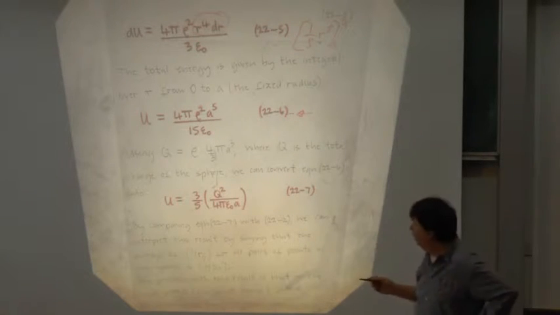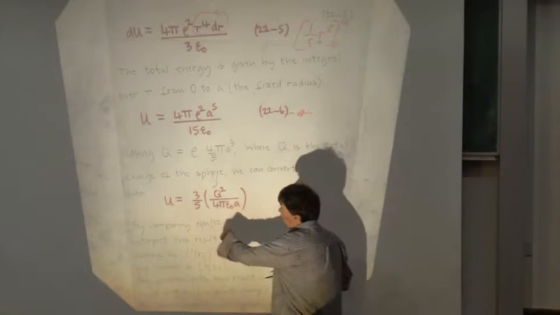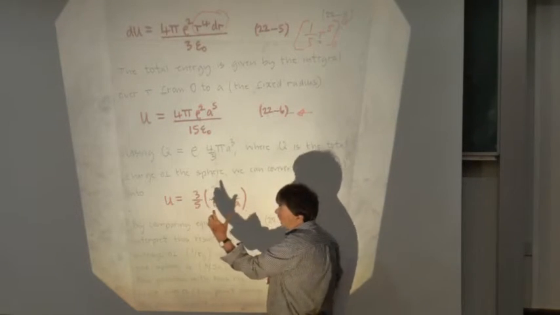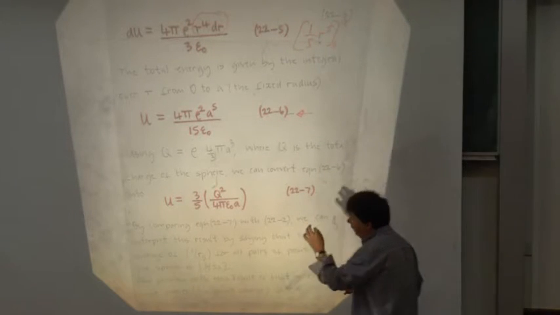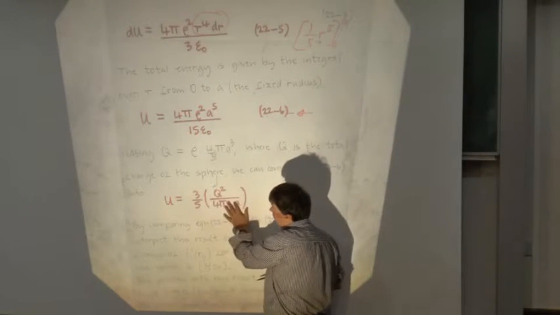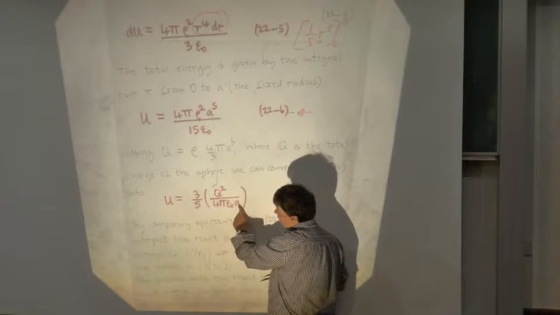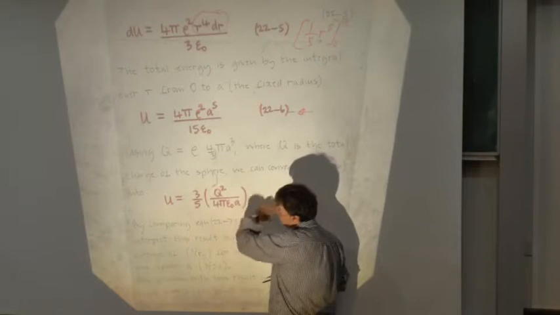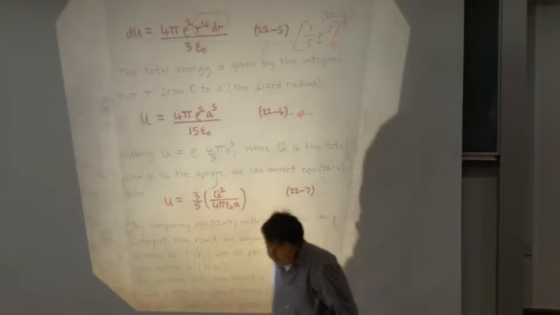And like I was saying last time, it's sort of intuitively obvious that, because we're in effect summing over pairs of interactions between little volume elements within the sphere, we're going to end up with something that goes as q squared and something that goes as 1 over a. And when you do the calculation, the prefactor is 3/5.